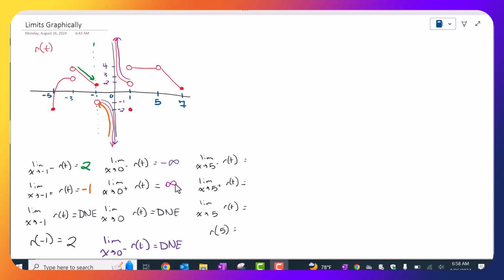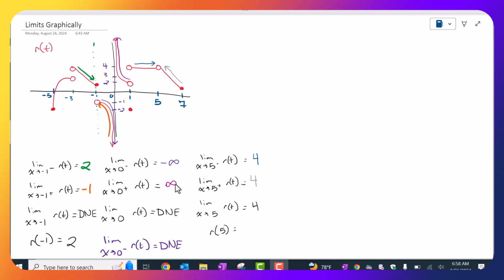Okay. And then if we're approaching 5 from the left, we'll do blue. I haven't done blue yet. 5 from the left, we're approaching 4. And then 5 from the right, that's also approaching 4. So since our one-sided limits exist and agree, our two-sided limit, our normal limit, is 4.